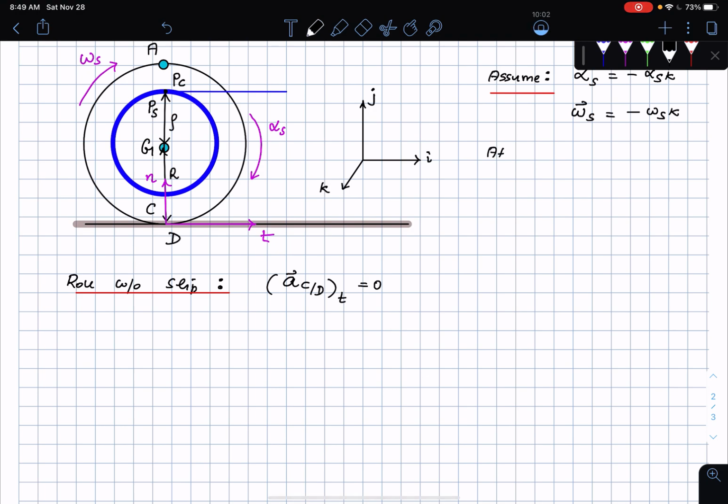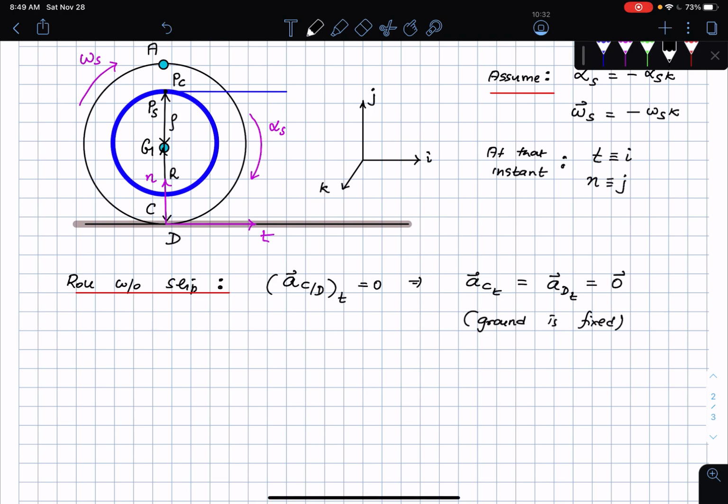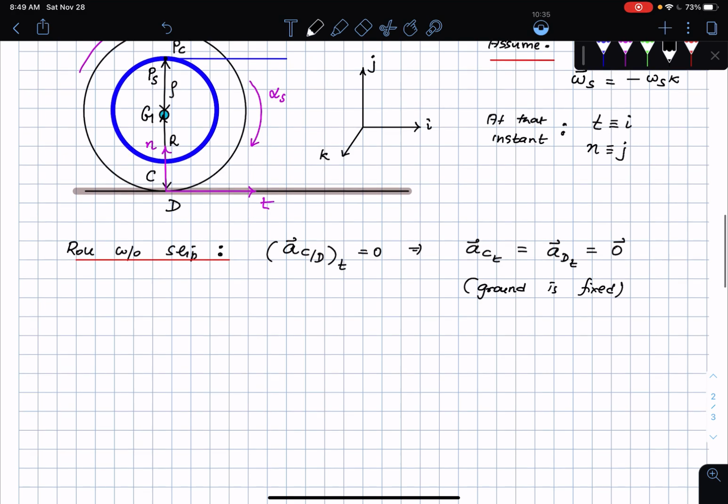So at that instant, this is something you can write. t is coincident with I, and n is coincident with j. So this tells me that the acceleration of C in the tangential direction is the same as the acceleration of D in the tangential direction, which is equal to 0 because the ground is fixed. Since the ground is fixed, I can write the acceleration of C is 0 in the I direction. So this is essentially in the I direction, as you can see there, plus something in the j direction, which I don't really care about.